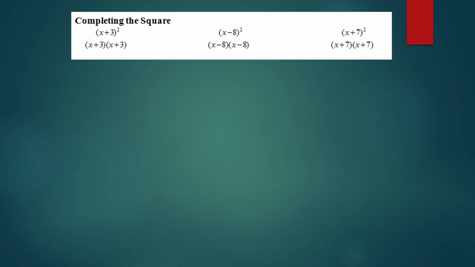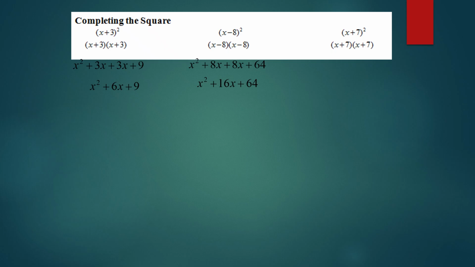So completing the square, to remind you where it comes from, if you had any binomial squared, it would be that number times itself, as you can see in all three examples here. If you were to double distribute all of those out, so x times x, 3 times x, x times 3, 3 times 3, you would always end up with x squared plus 6x plus 9. Over here, the same thing, x squared plus 16x plus 64.